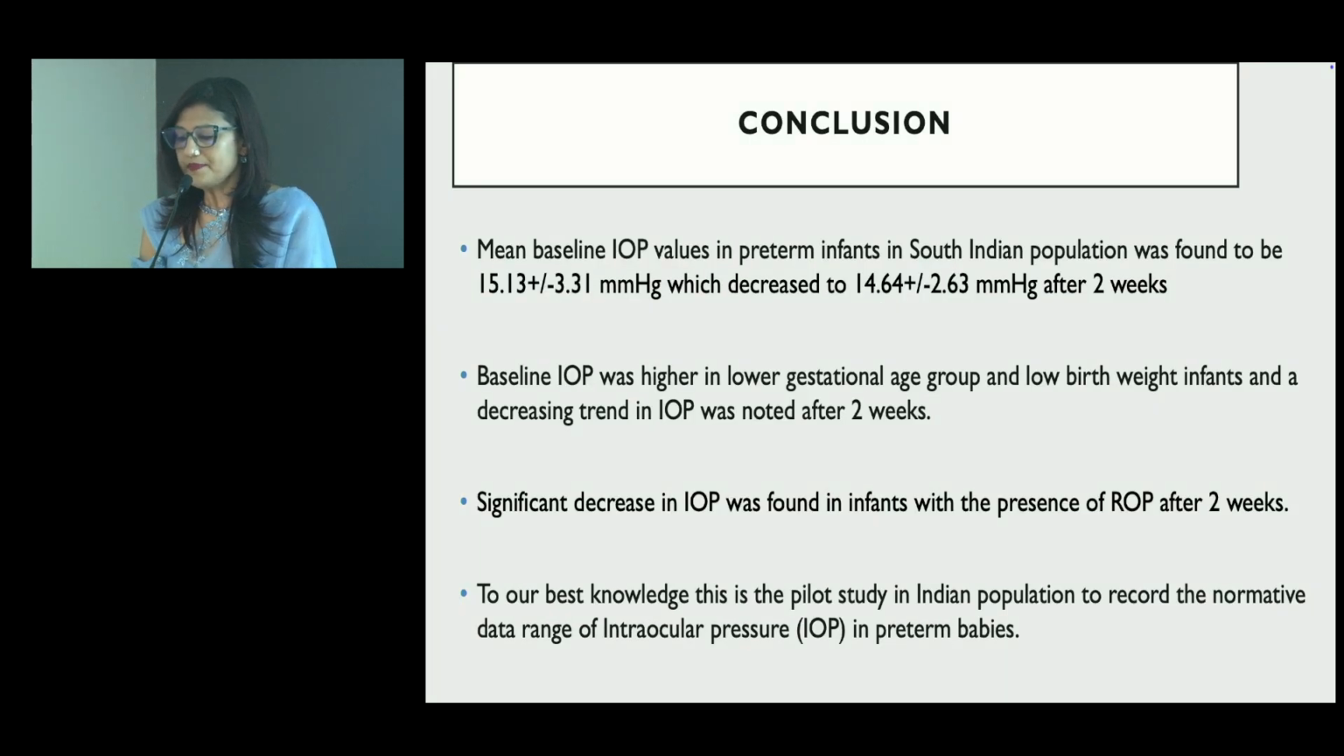So in conclusion, mean baseline IOP values in preterm infants in a South Indian population was 15.13, that reduced to 14.64 after 2 weeks. Baseline IOP is higher in lower gestational age and lower birth weight infants, and a decreasing trend in IOP is noted after 2 weeks. A significant decrease was found with the presence of ROP, which correlates with the lower birth weight and lower gestational age. We do not give any other for more significance.